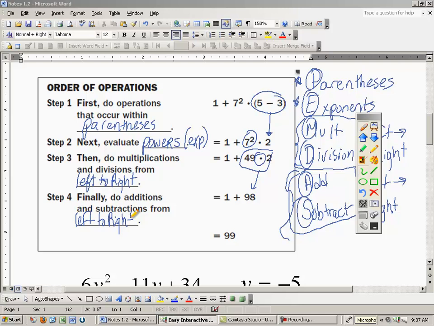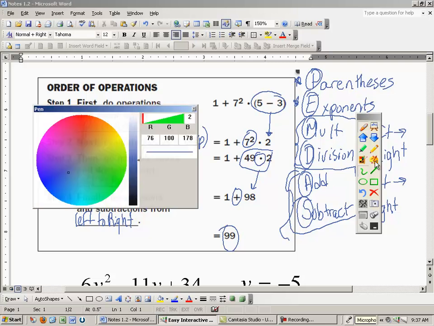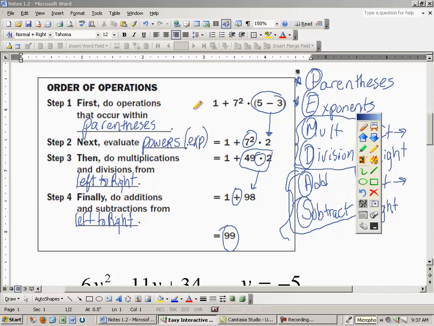And after we've performed those additions and subtractions from left to right, we only have one addition. 1 plus 98 is equal to 99. Now we have to be careful here because if we were to perform this addition before we perform the multiplication, we would get 50 times 2, which is equal to 100, which is not the right answer. So you've got to be really careful about which order you perform your order of operations. Okay?